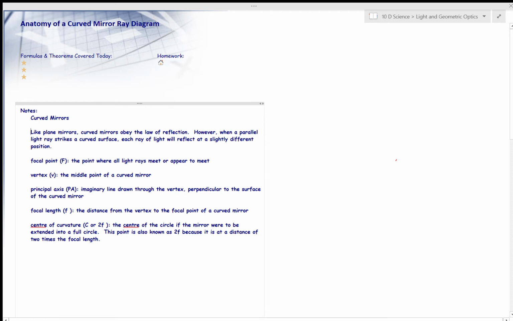So like plane mirrors, curved mirrors have to obviously obey the law of reflection that you guys learned above. In other words, when we have a reflective surface here, we have some incident ray coming in at some angle measured off of the normal, which we call theta I. When it strikes that reflective surface, it will reflect off that surface at an angle theta R, where theta I is equal to theta R.